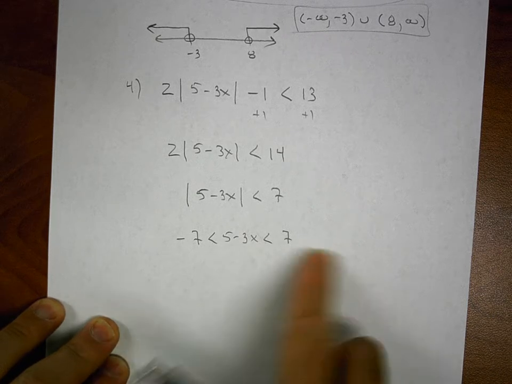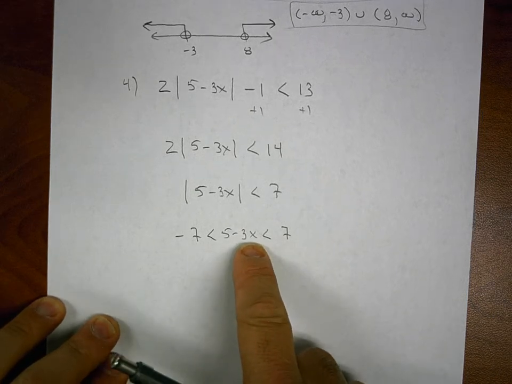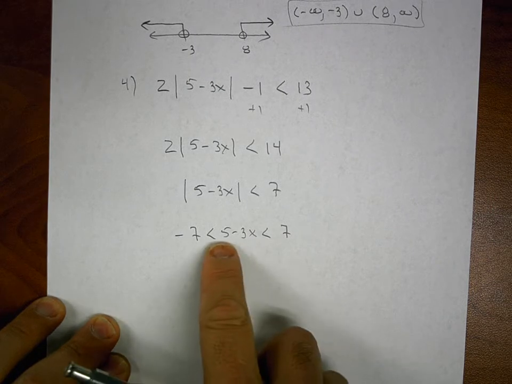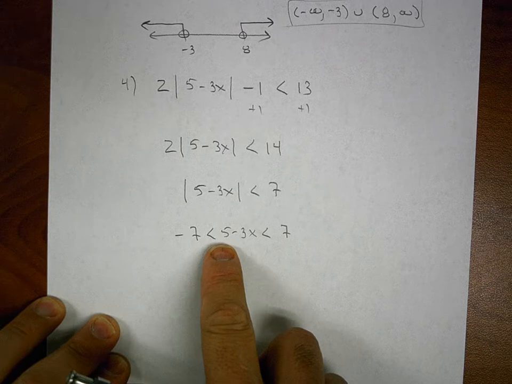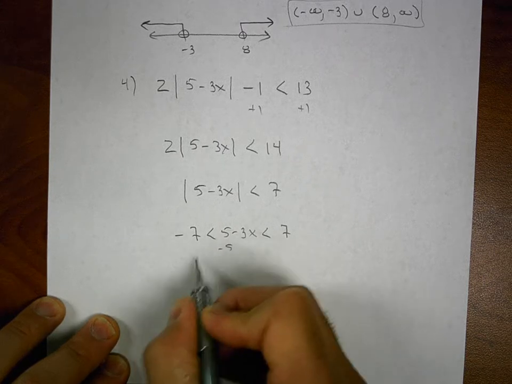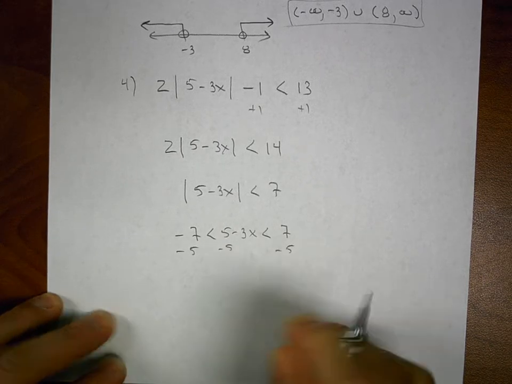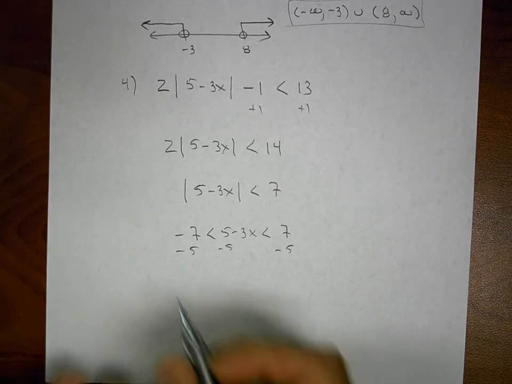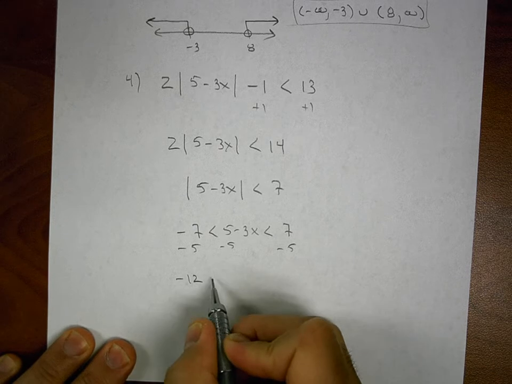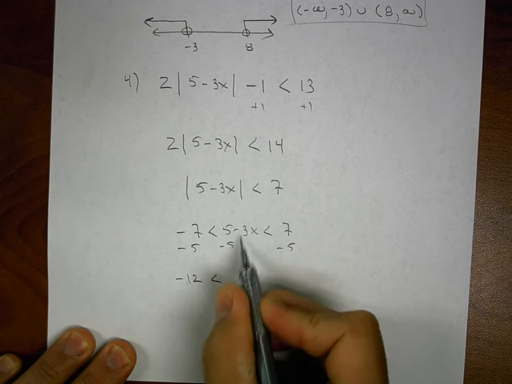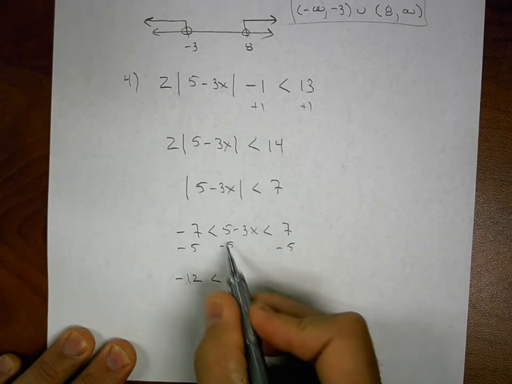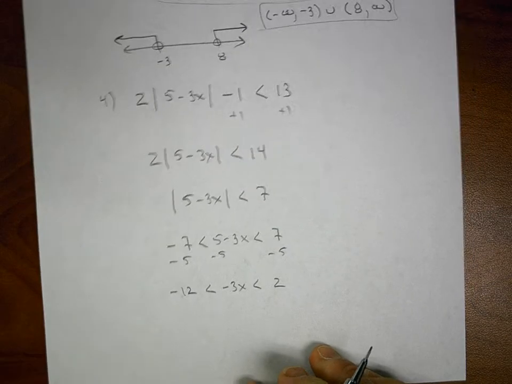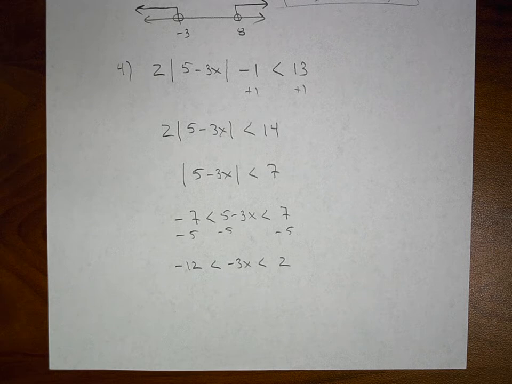We want to get x by itself. What do we get rid of first? The 5. So we subtract 5 there, subtract 5 there, subtract 5 there. That's what we have: negative 12, and what do we have left in here? Negative 3x, less than 2.